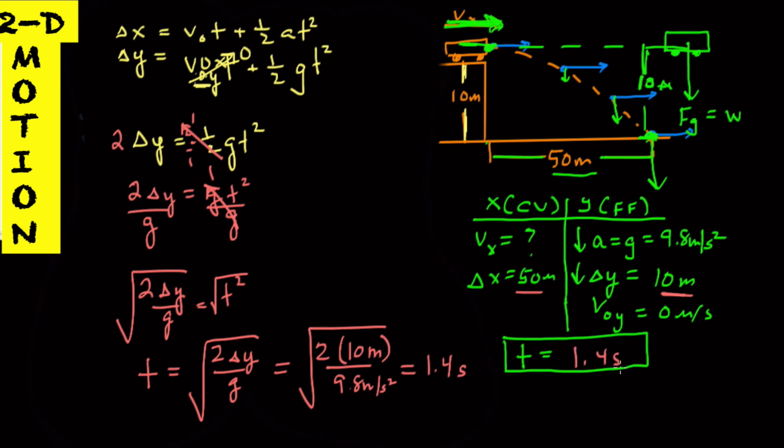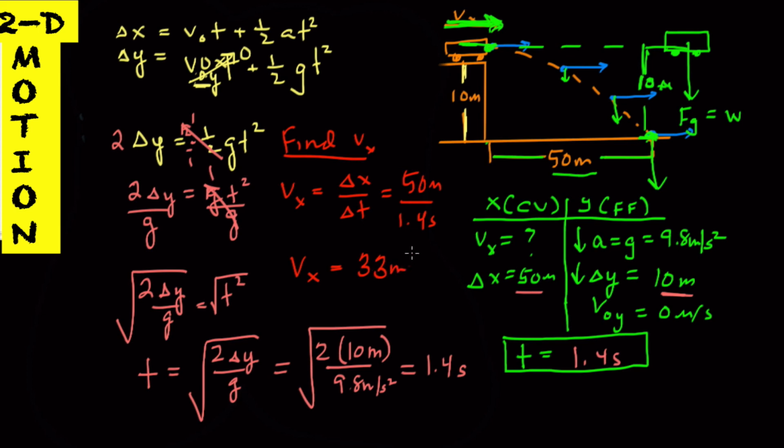Now that I know time, the sole purpose of this problem was to find out how fast it's going off the cliff. Now that I know time, I can find that. This is a constant velocity. So remember, the equation that I'm going to use is velocity is displacement over time. The displacement's 50 meters, and the time is 1.4 seconds, and so this car went off the cliff with a velocity of 33 meters per second. So that is the answer to this question.